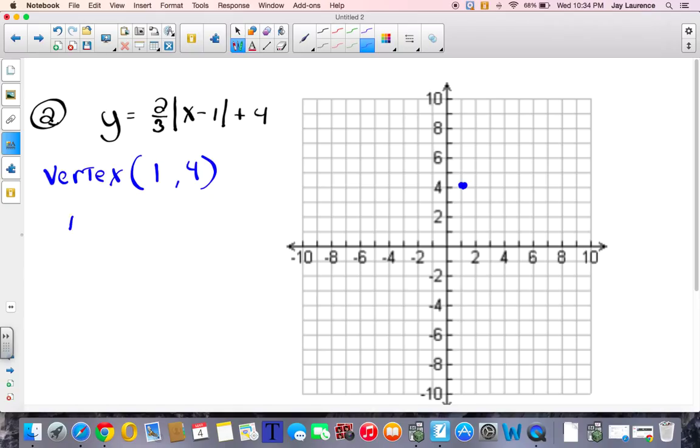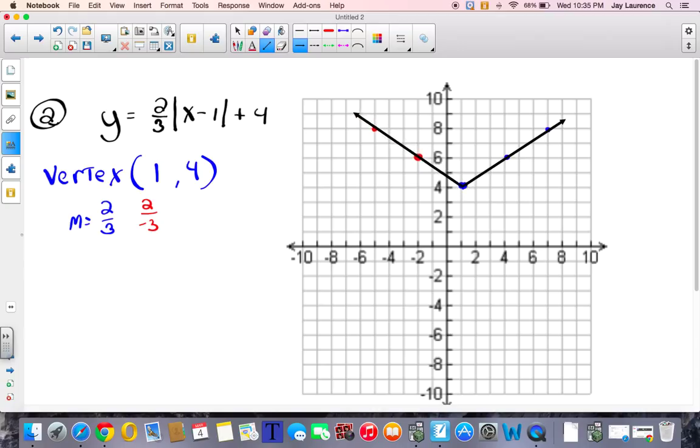Now my slope looks like it's 2/3, and in a sense it is. I'm going to rise 2, run 3. But remember, with absolute value functions, we have a second slope, and the second slope is going to be 2 over negative 3. You just make the run negative. So I'm going to rise 2, run 3 in that direction too. And so what I'll end up with is a V shape coming off of that point we call the vertex.